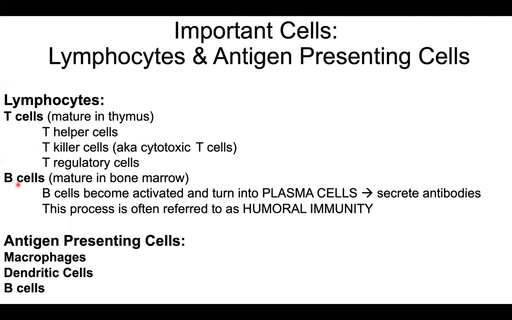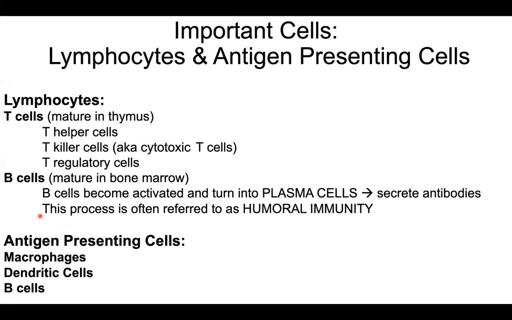Then we have the B lymphocytes. These are made and mature in the bone marrow. The B cells will become activated and turn into plasma cells. These cells are the ones that make the antibodies. Generally, people say, oh, B cells make antibodies. Well, yes, they do, but only when they're activated and become plasma cells.